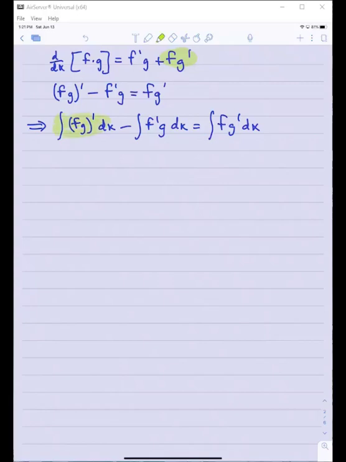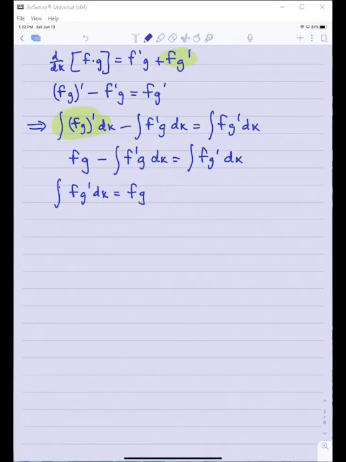Okay, what's this one right here? Well, when I take the antiderivative of the derivative of something, I just get the something. I get fg. So this says fg minus the integral of f prime g equals the integral of f g prime. Or just to turn that equation around, it's saying I can find the antiderivative of f g prime by calculating fg minus the antiderivative of f prime g, where notice I am switching which function has the derivative on it. Here I started out with f and g prime. Here I have g and f prime.